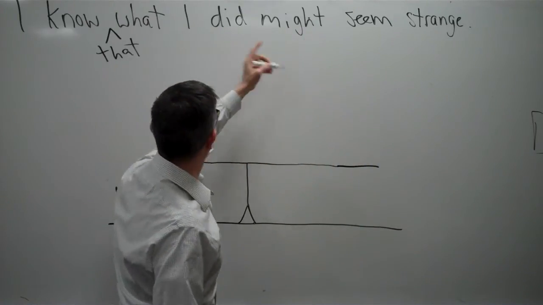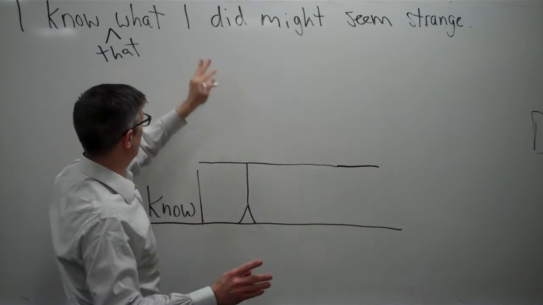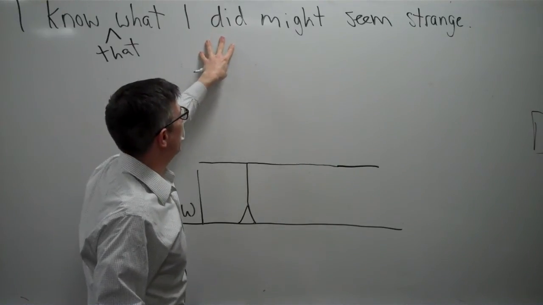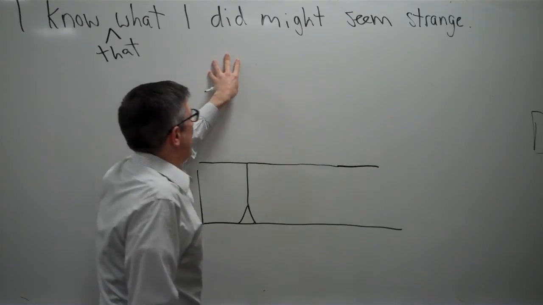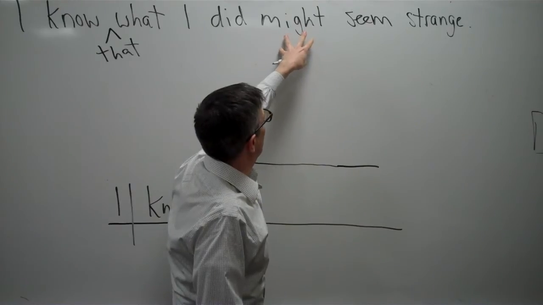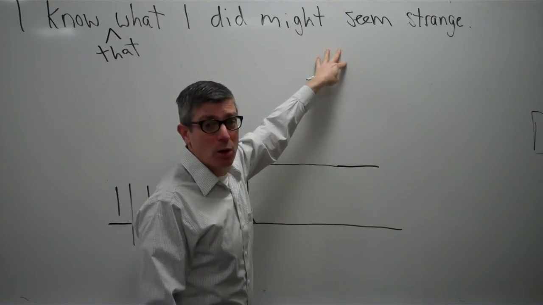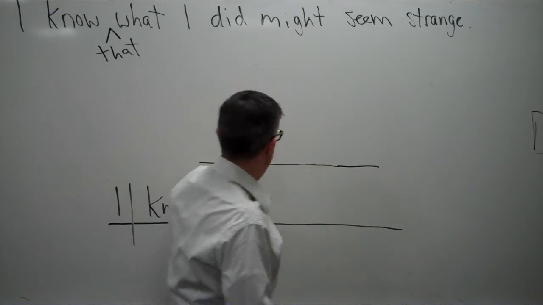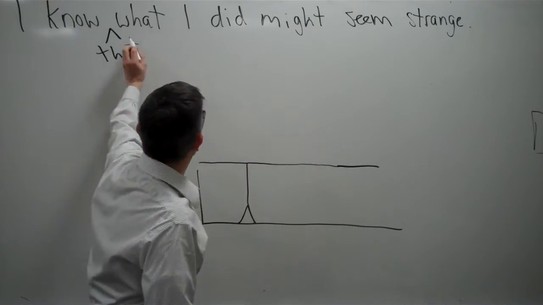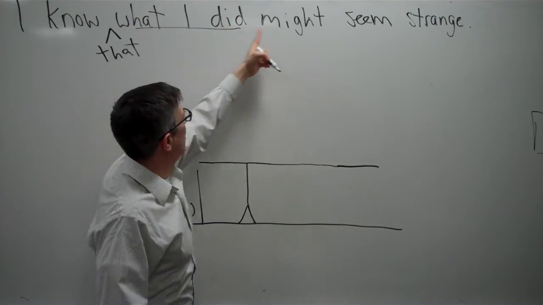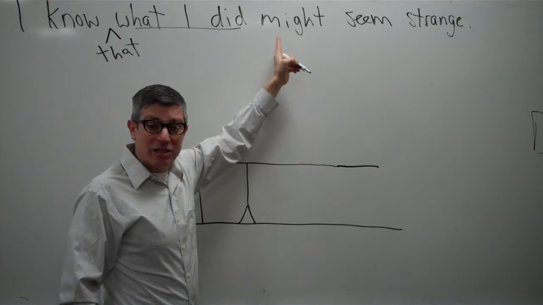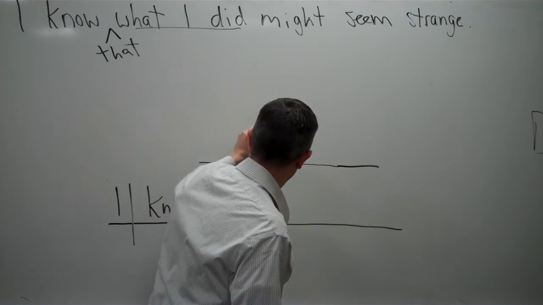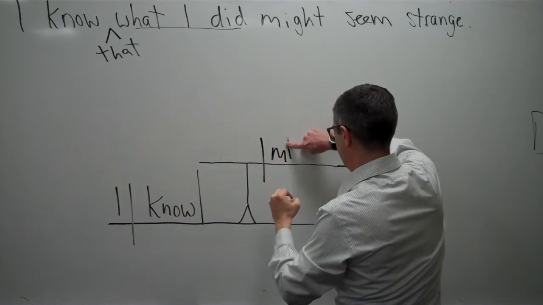Well, what might seem strange? So now let's get the other subject-verb combinations. Well, I should start here. "I did." That is a subject-verb combination, so that's going to be here somewhere. But there's another subject-verb combination, and that is, what is the subject here of "might seem strange"? What might seem? What I did might seem. That's what. So we've got a situation here where "what I did" is functioning as the subject of "might seem." So what might seem? What I did. That's what might seem.